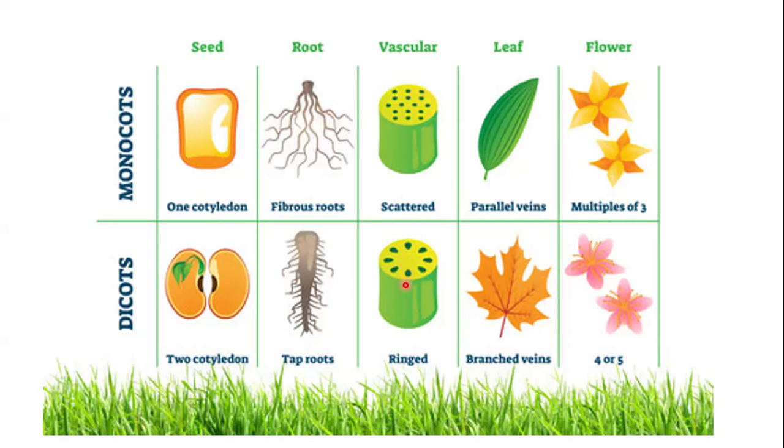This one is vascular, this one is ringed. For the leaf, this one is parallel leaves. But this one is what? Branching. As you can see, it's broad, it's wide.